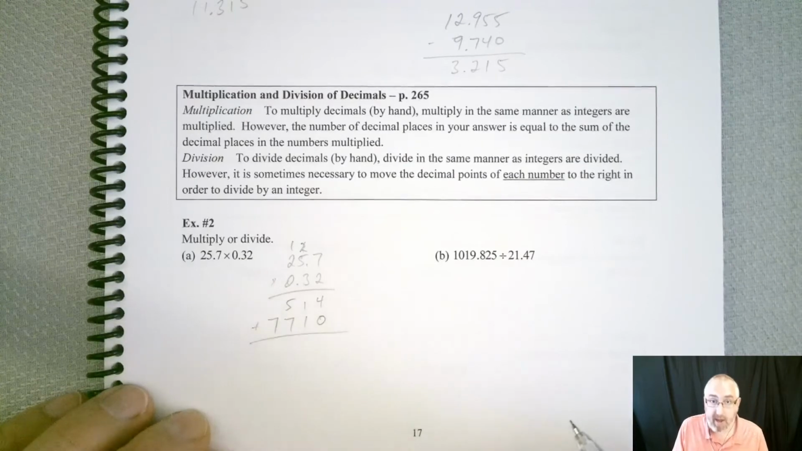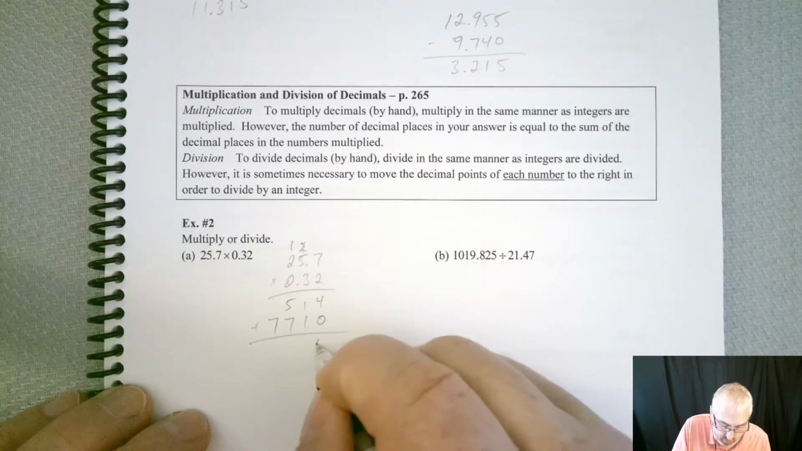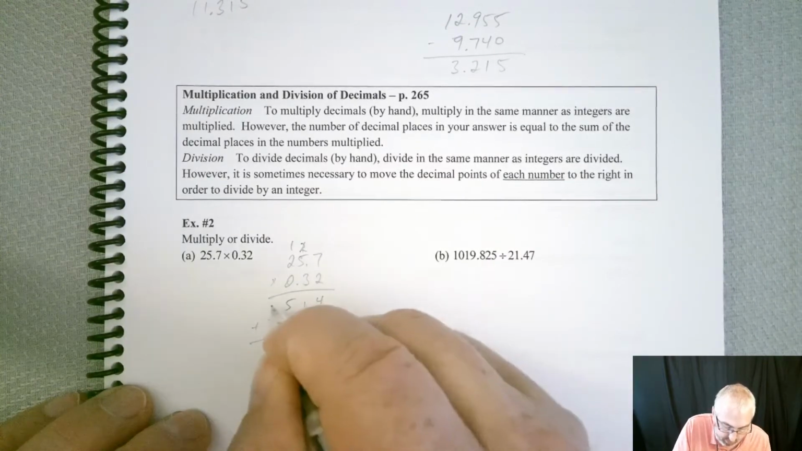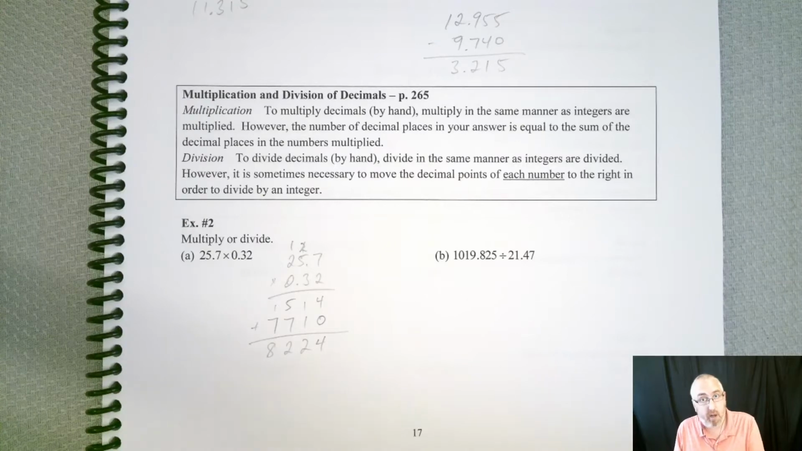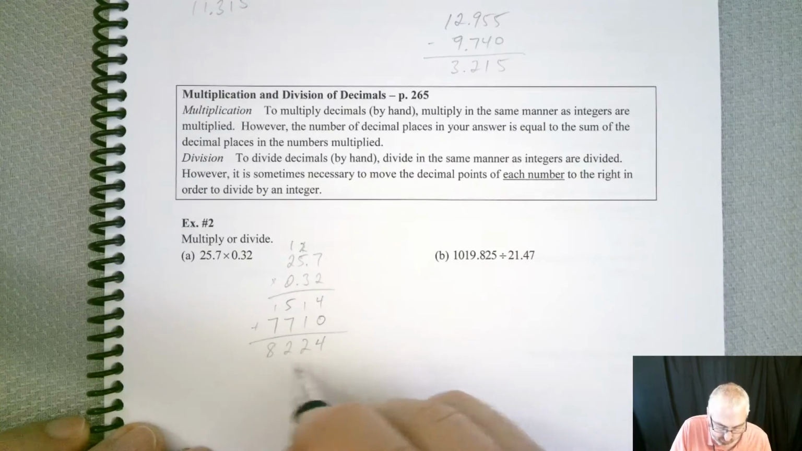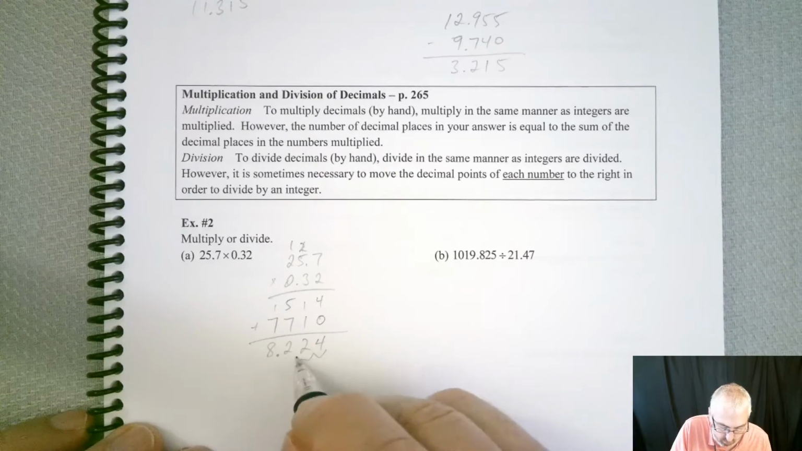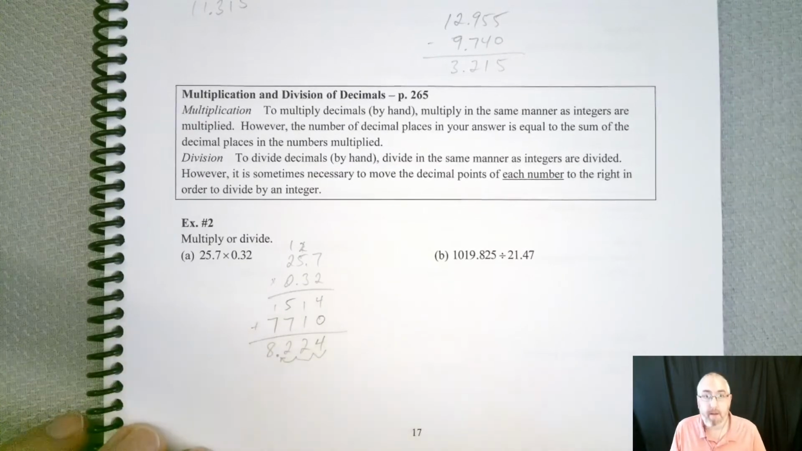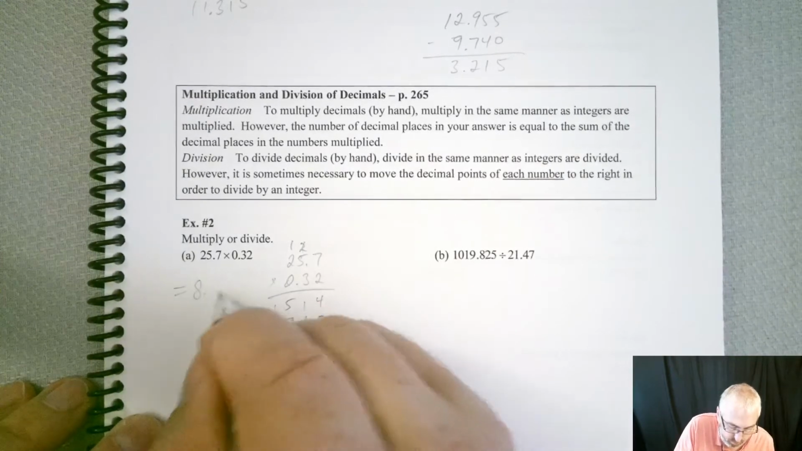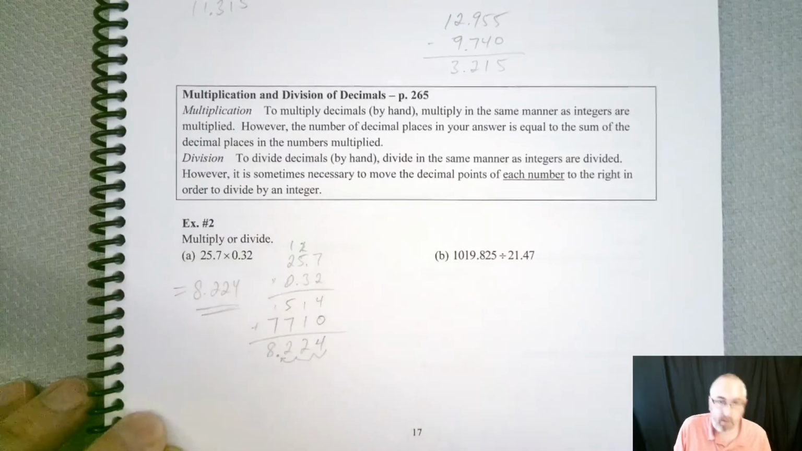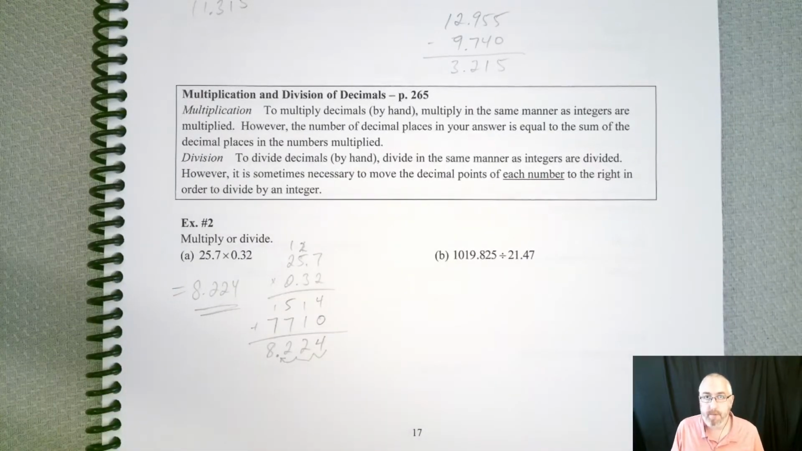So now we can add this up, and we get 8224. And now the decimal point, remember, you've got to start all the way to the right and then work your way back to the left. So we want 3 spots, so it should go right there between the 8 and the 2. And so that is it, and we're done. So 8.224 should be your answer.